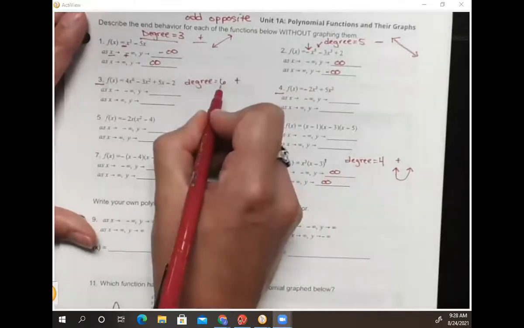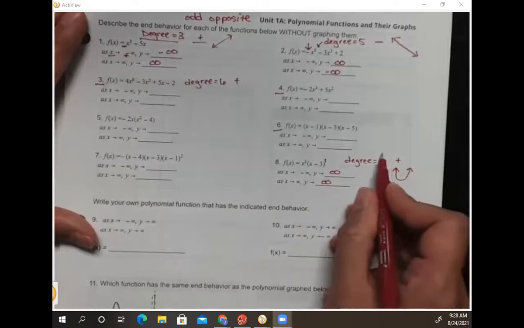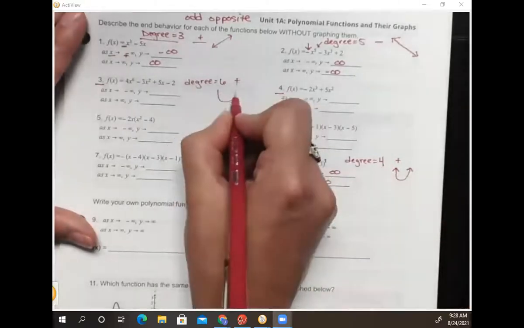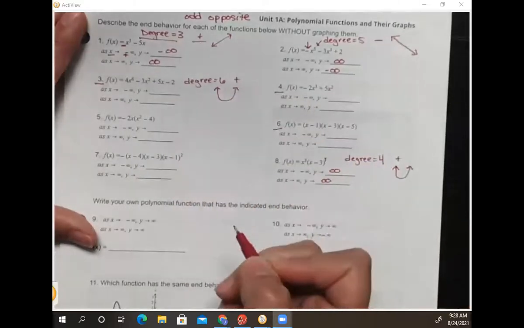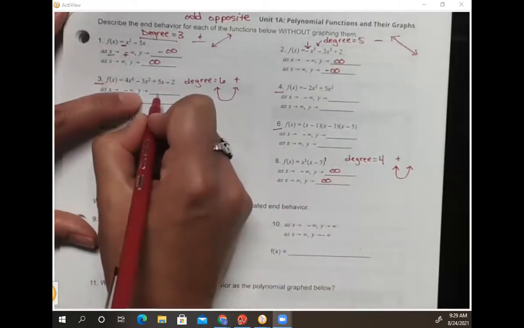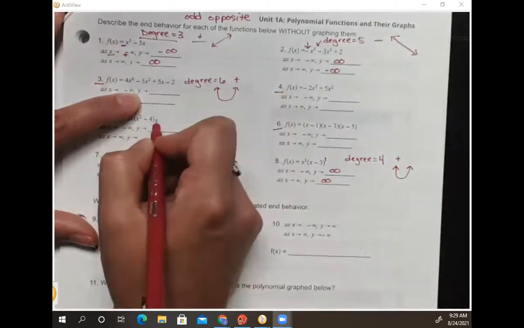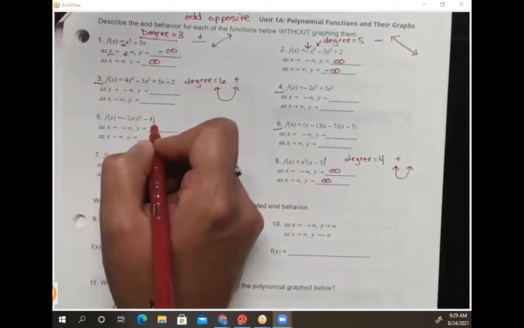So I have an even degree and a positive lead coefficient. That's the same setup we had for number 8. So I know the general shape of my graph will be something like this. So what would I fill in here? On the left side of the graph, where's y going? Up. So I would write, if I'm going up, I write positive infinity.